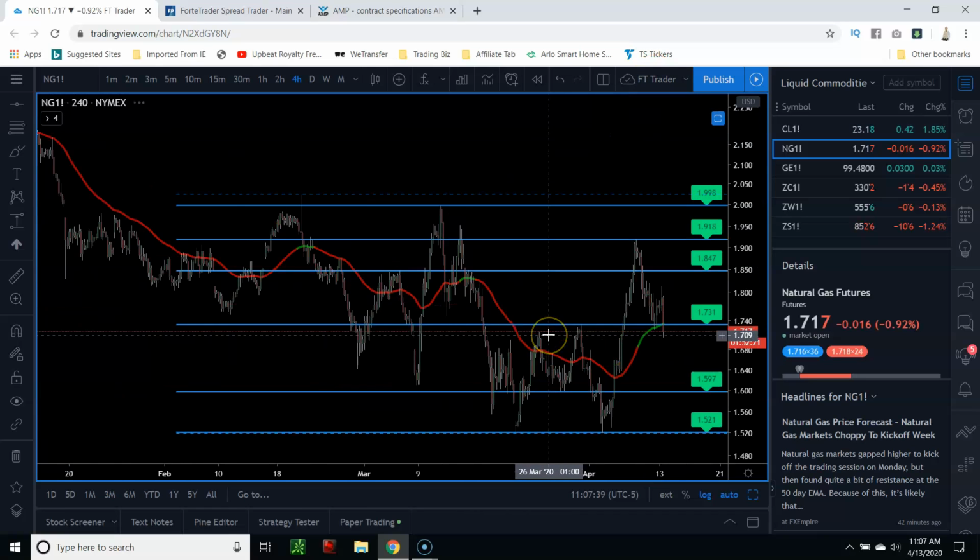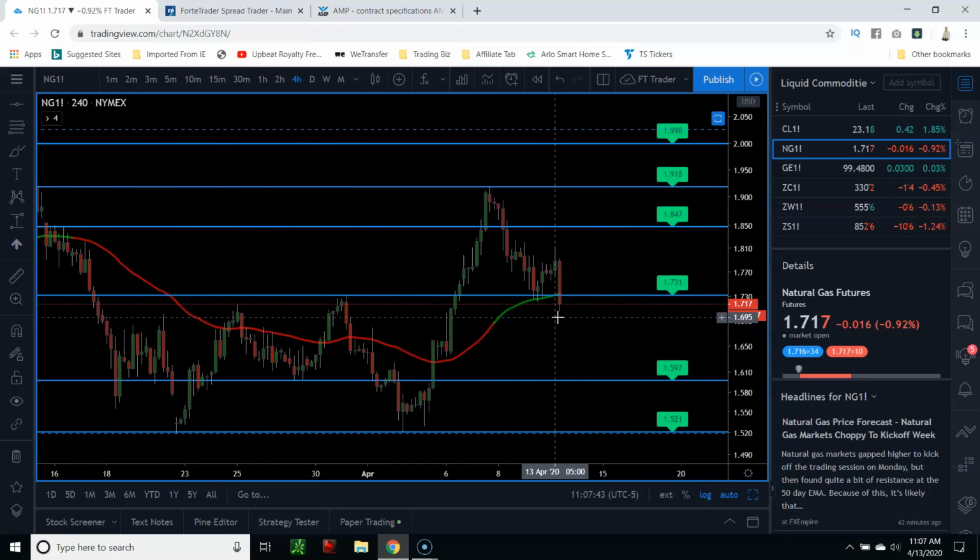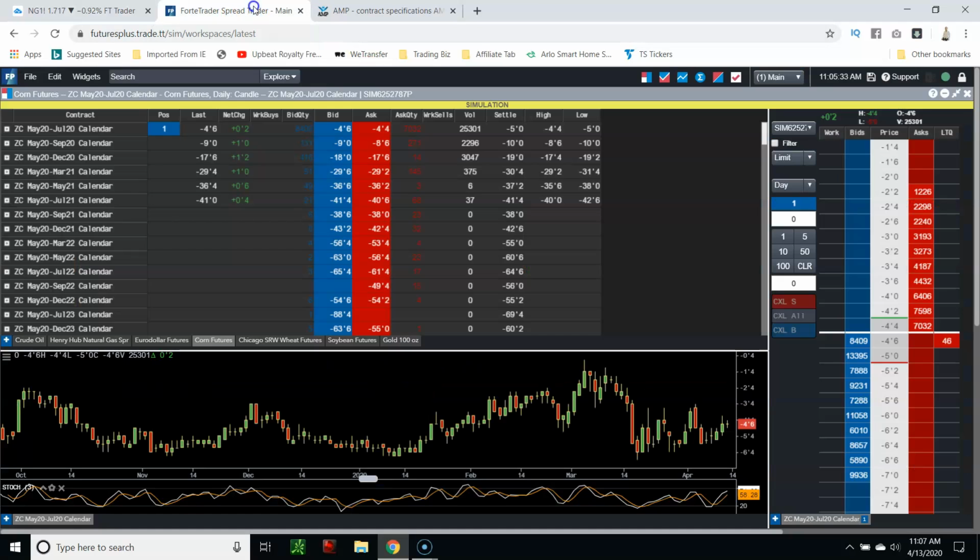Because, again, what's our theory of this? Nat gas is cheap. Okay? So this is technical analysis, guys, 101. And then you just come in and put on your trade.